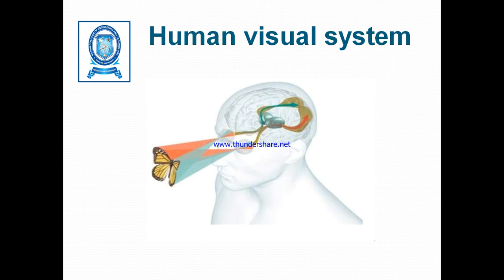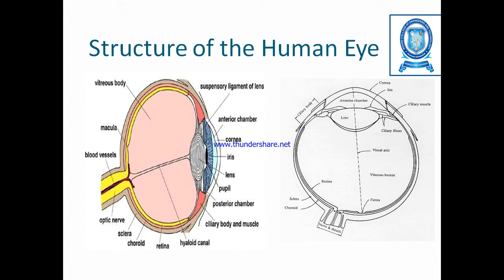This is a general example of how the image is perceived by the human eye, how it is transmitted to the nerves and cones present within the eye, and how the image is finally visualized. So now this is the interior structure of a human eye. You can see that there are various layers and chambers present inside the human eye.